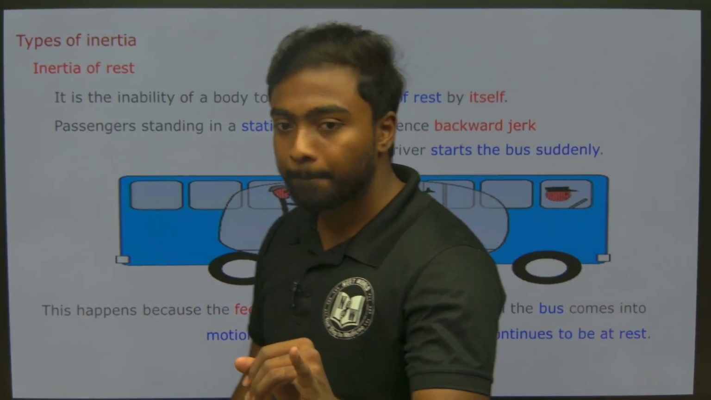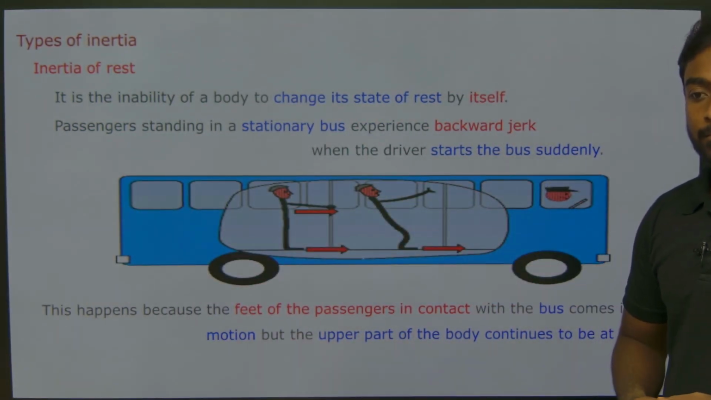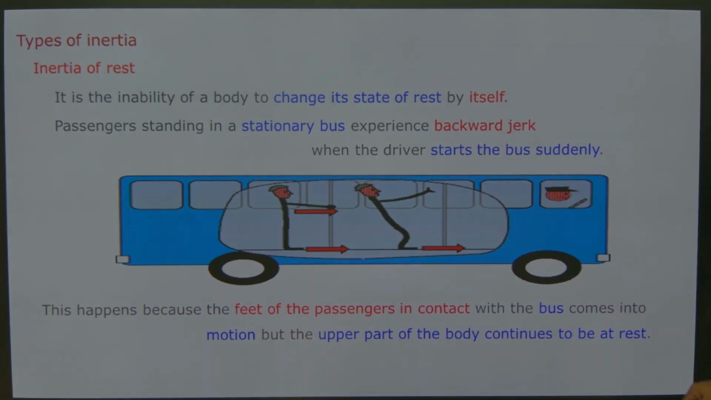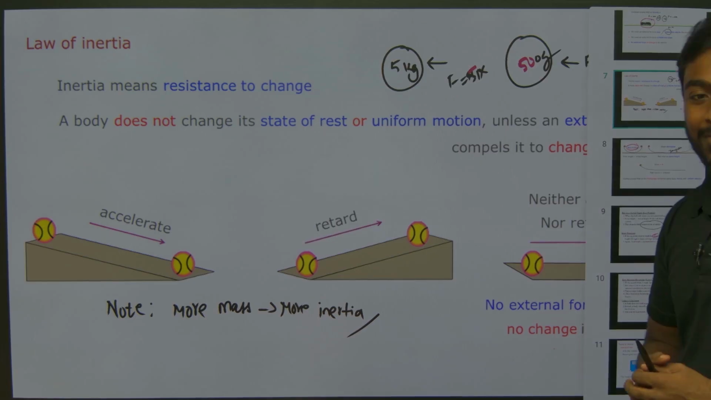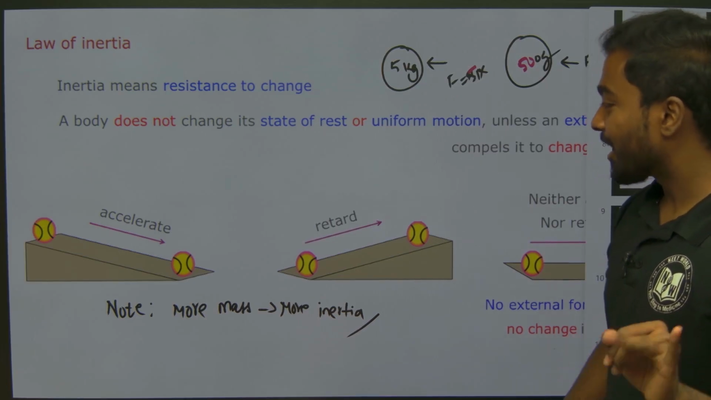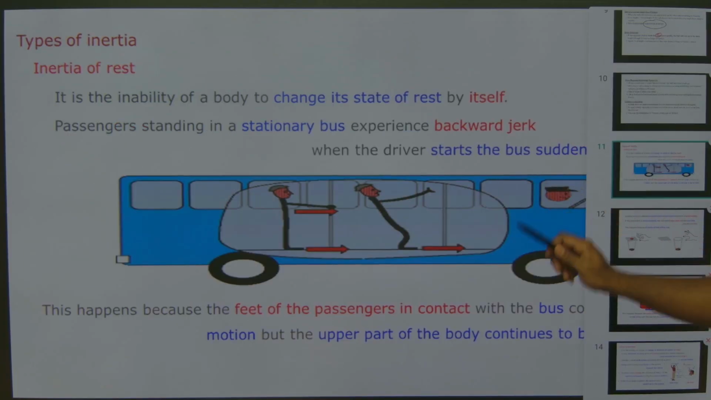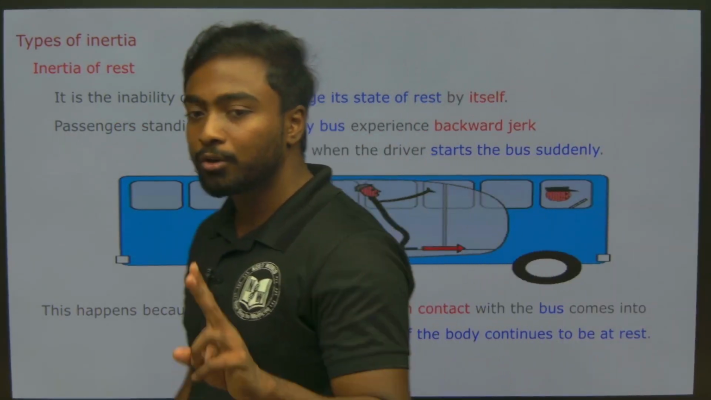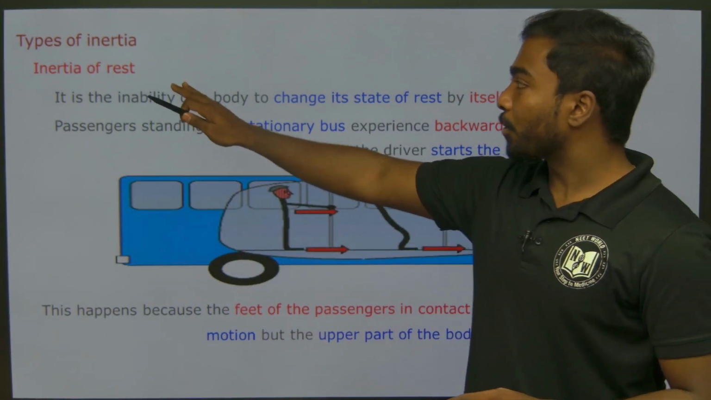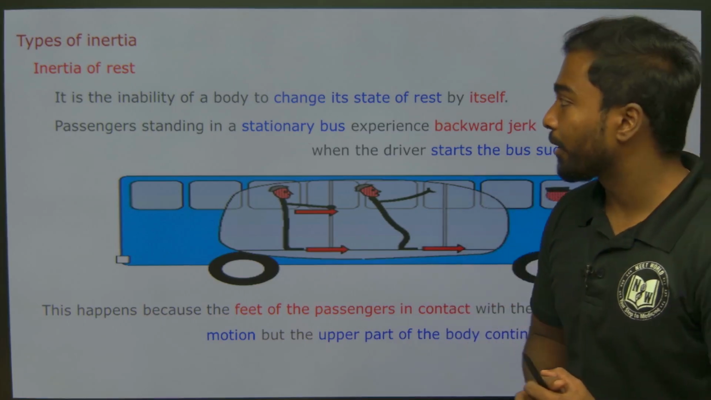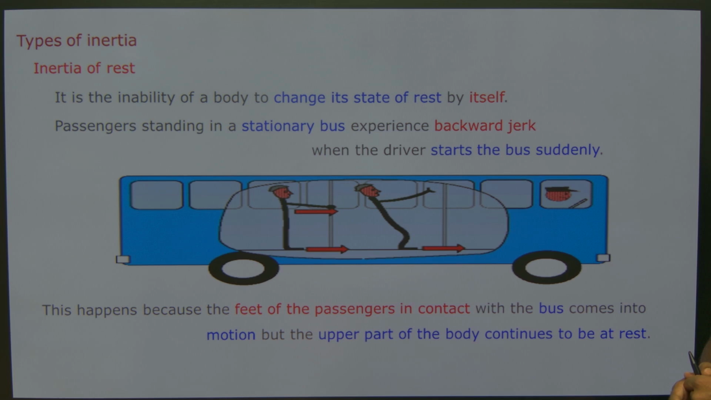We have seen inertia. What is inertia? Resistance to change, no? Resistance to change, and one more thing: more mass, more inertia. Two points. Now we will see the types of inertia. We are going to discuss two types: inertia of rest and inertia of motion. The first one is inertia of rest. It is the inability of a body to change its state of rest by itself.